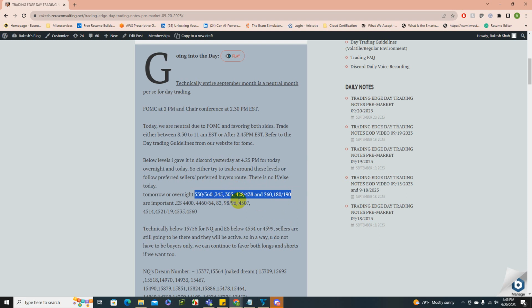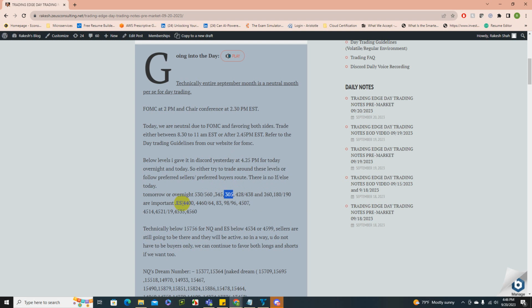So for example, today this became the high of the day, this became the low of the day. Then 345, 305 to 60. You can check in your chart, either 1 minute chart, 5 minute chart, or 2 minute chart. You can see how price played around this level, or whether you could take a trade right from these levels.